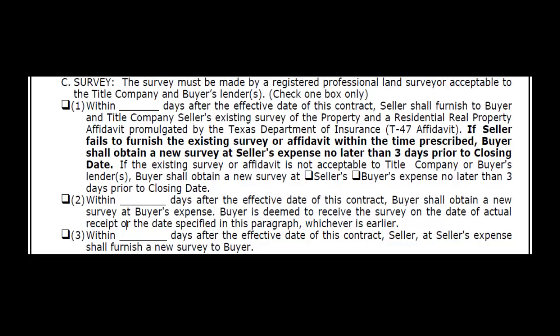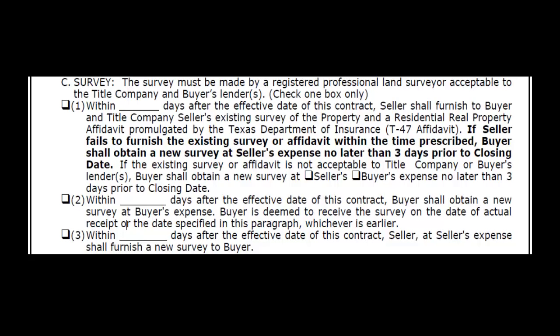Within a certain amount of days, I'm going to always put that amount of days to be at least the first portion of my option period. So maybe if I've got a 7-day option period, I might put a deadline of 3 days in there. And I'll typically ask for the survey right up front in my pre-offer phone call that I make to the listing agent. So a lot of times I'll just have that in my possession already. But there you go. So the seller shall furnish it to the buyer and the title company.